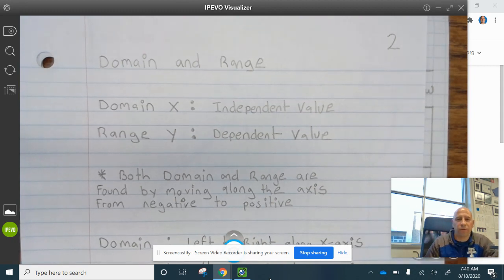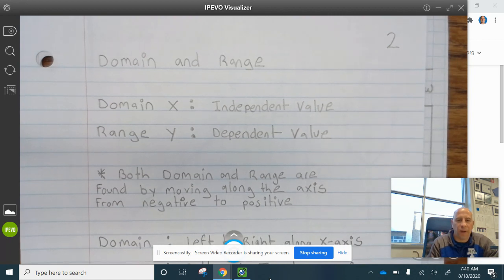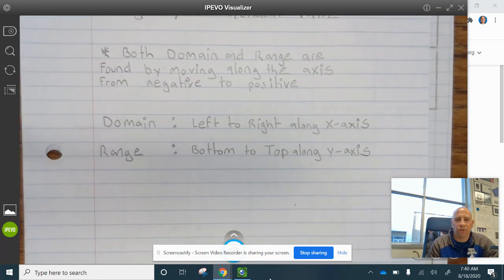All right, so journal page 2, domain and range. Domain is X, which is the independent value. Range is Y, which is a dependent value. Now, a special note, both domain and range are found by moving along the X axis and the Y axis from negative to positive. Domain is from left to right along the X axis, and range is from bottom to top along the Y axis. All right, if you would, finish up your note page.